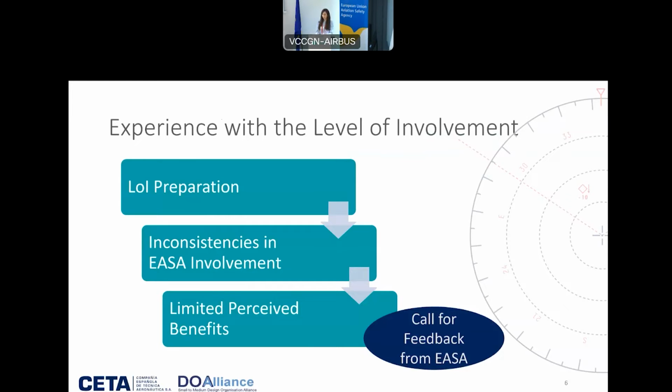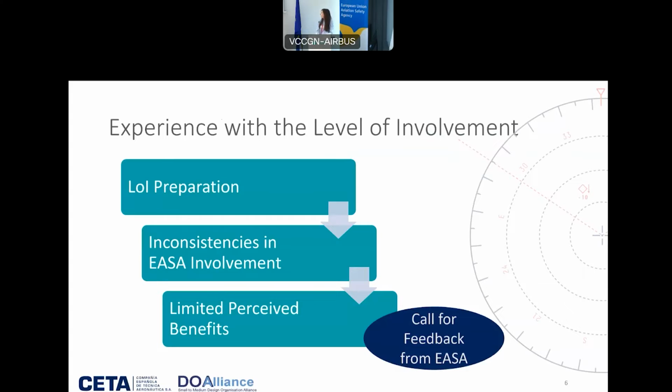Last point is our limited perceived benefits. To date, the benefits from the level of involvement are minimal in terms of altering the STC review and the approval process. Given our DOA profile, engaging in a few STCs, the level of involvement seems to add unnecessary complexity and delay without substantial benefits.